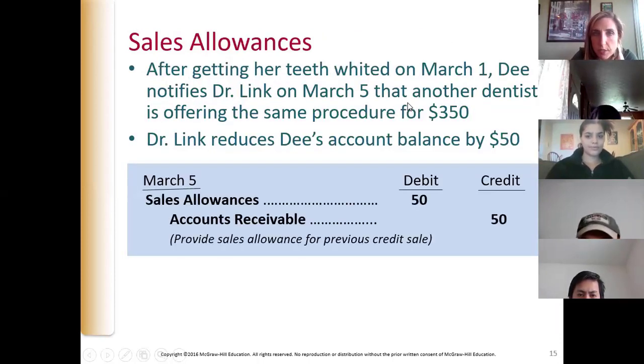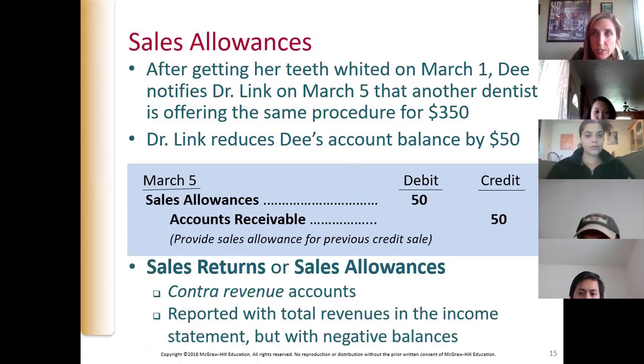What they do when you say you're dissatisfied is they debit sales allowance, because remember, sales allowance is a contra revenue. It has to have the opposite of normal revenue. It actually looks a little bit like an expense. It reduces your total revenue. It reduces your net revenue. So far, we have discussed that there are two new accounts called sales returns and sales allowances. They are both contra revenues.